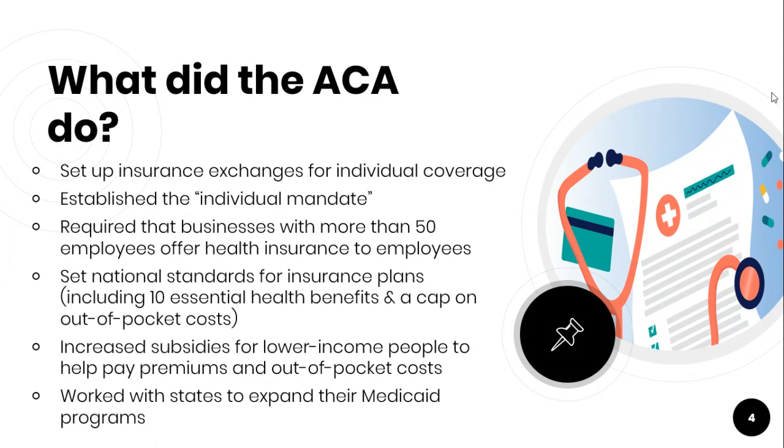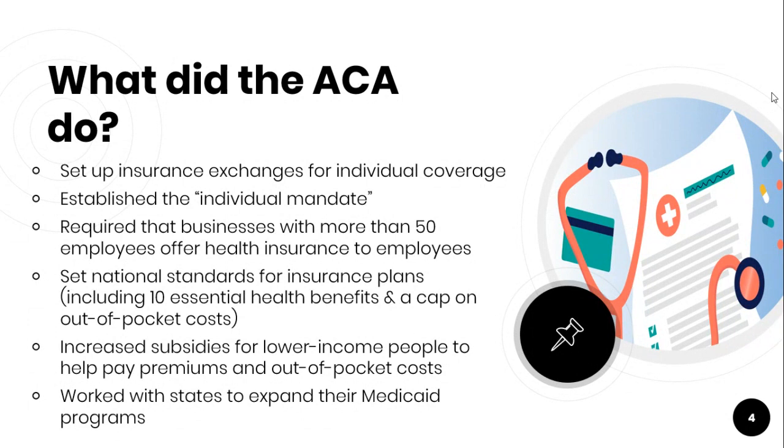So the ACA had initially planned to help cover an expansion of who is eligible for Medicaid. Right now, each state has a certain number. If you make 30% of the federal poverty line, if you make 50% of the federal poverty line, something like that, you qualify for Medicaid.